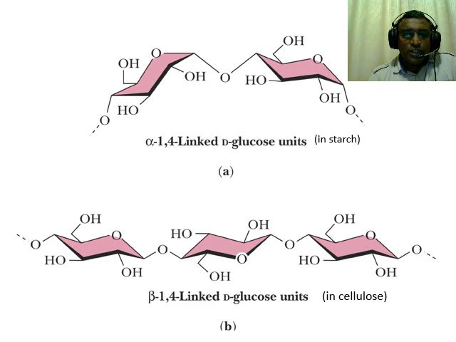Here shown the difference between starch component as well as cellulose component. You can see the starch is made of alpha 1,4 glycosidic bond, while compared to cellulose made up of beta 1,4 glycosidic bond. So that's the reason for the inability to digest cellulose in comparison to starch.